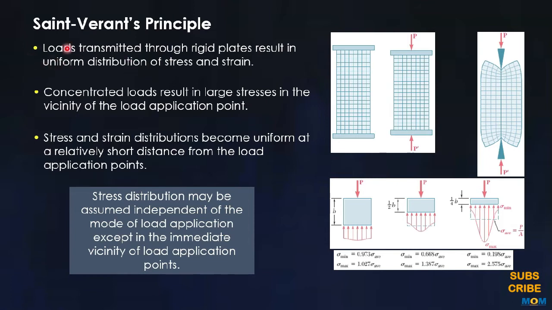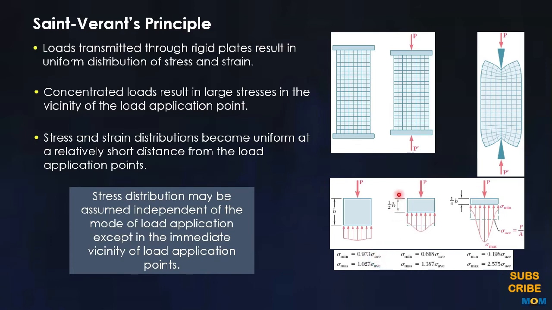A scientist, Saint-Venant, experimentally proved that if a concentrated or point load is applied on a member, at a length equal to the width of that member, the values of these stresses are going to be at their maximum at the center. The maximum value is going to be 1.027 as compared to the minimum value we are going to get at the extreme ends of this member. The minimum value is 0.973.